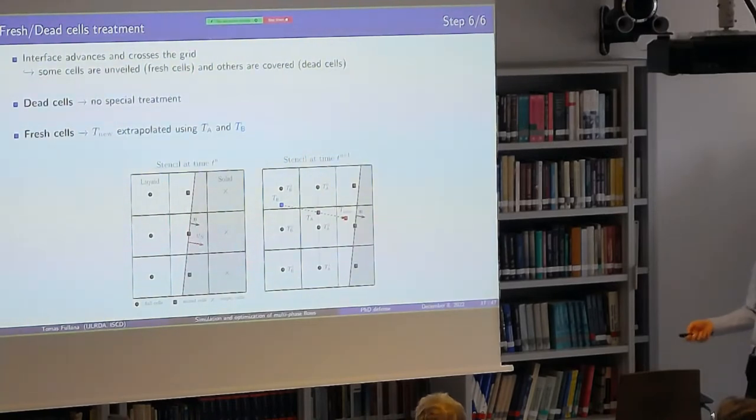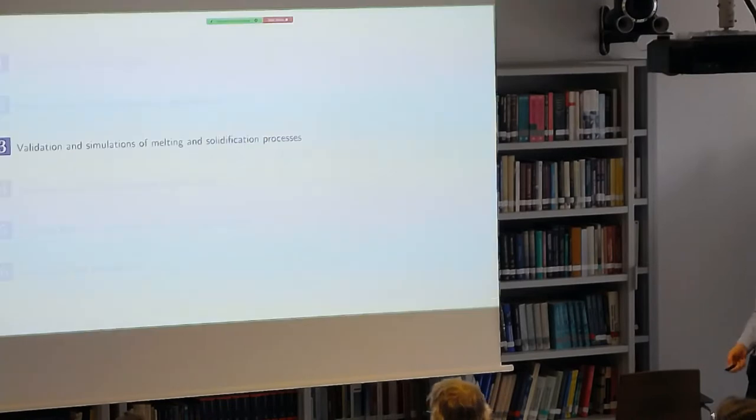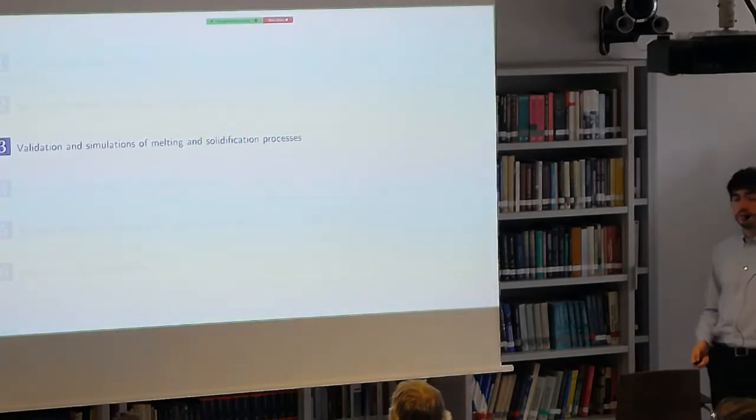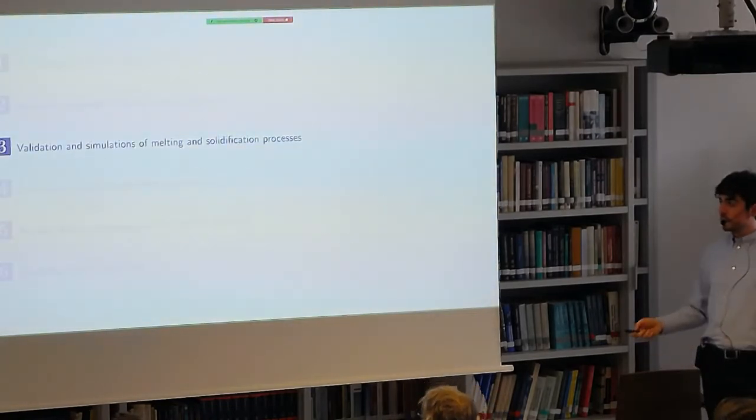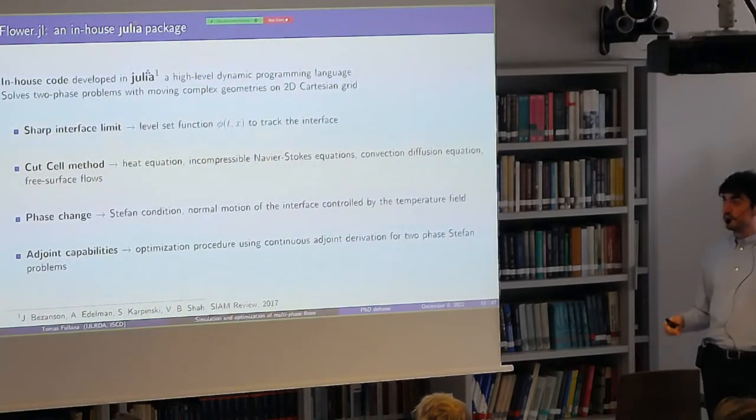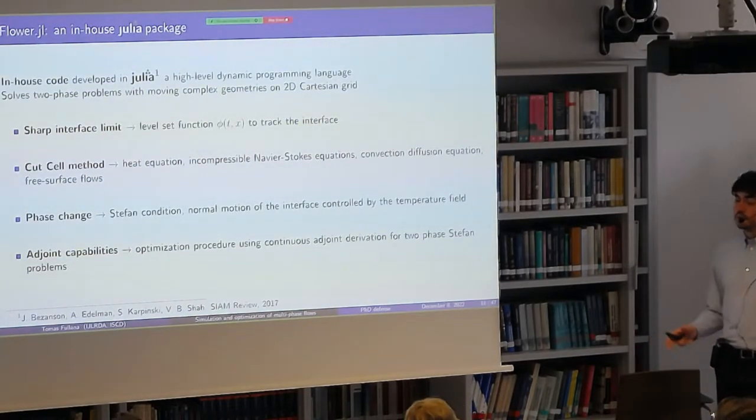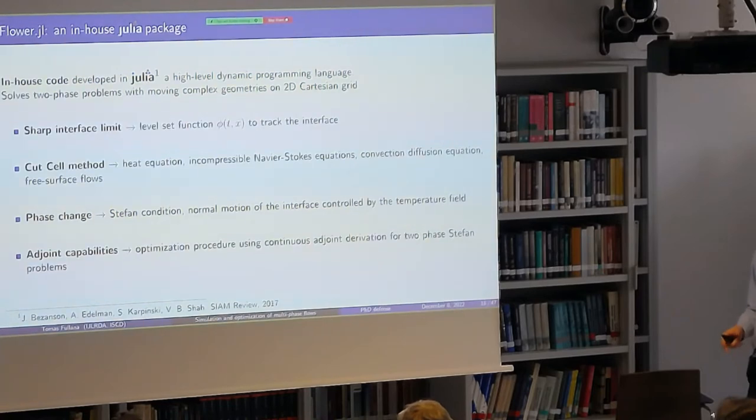So now that we showed the numerical methods, I'm going to present some validation and simulations of melting processes. So I will start by first describing the package that we use. It's an in-house code that is developed in Julia. Julia is a high-level dynamic programming language. It solves two-phase problems in a 2D Cartesian grid.